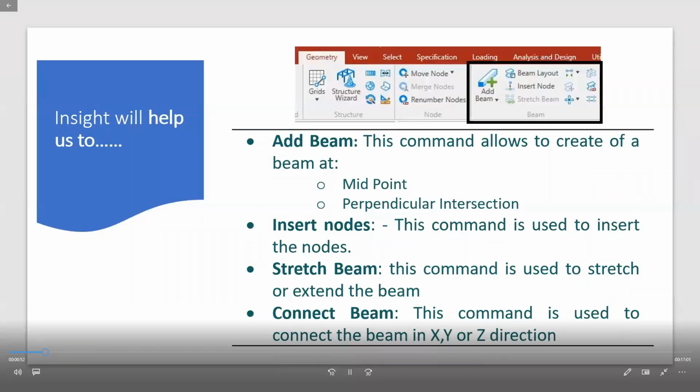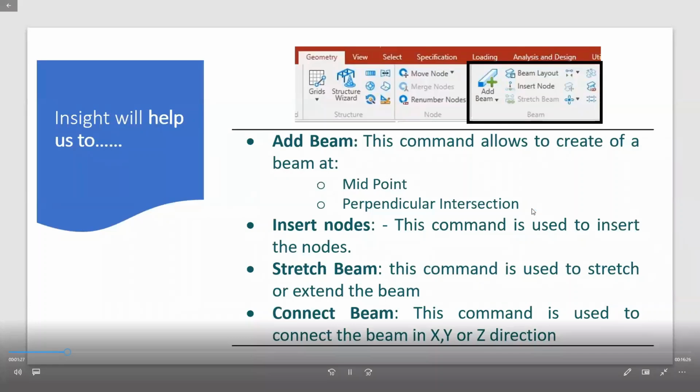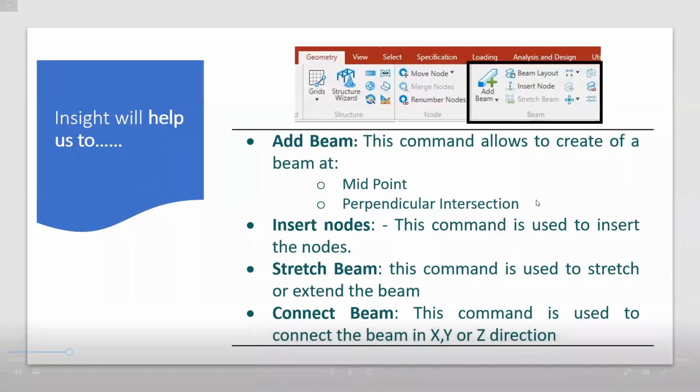So, in today's insight, we will learn some of these key features. I'll be covering the beam section today, as I've already covered the structure and node part in my previous videos. We'll be learning how we can create a beam, how we can connect two nodes, and how we can connect the beam at a midpoint or at a perpendicular intersection. Secondly, how we can create a node if there is a beam that we need to stretch to any of the points, how we can connect the beams using a connect beam command, either in X, Y, or Z direction. Also, how we can renumber the beams. All those things will be covered in the insight.